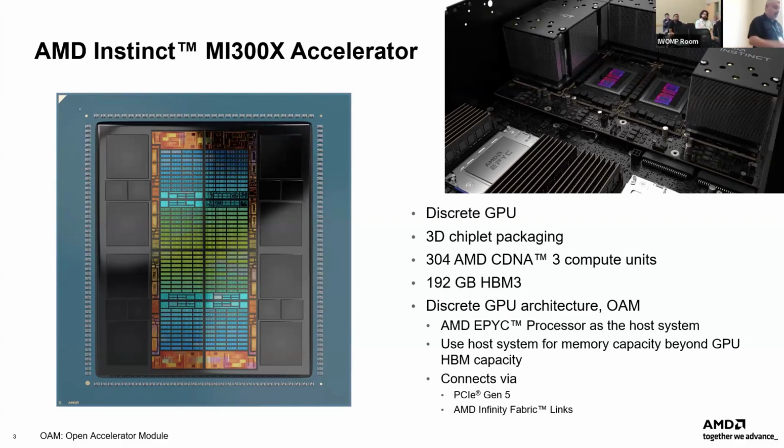It has around about 300 compute units, 190 gigabytes of HBM, and it connects to the EPYC host processor via PCI Express Gen 5, and then between the individual MI300Xs, there are Infinity Fabric links so that all those GPUs can talk to each other and form like a big shared memory domain across the GPU blocks.